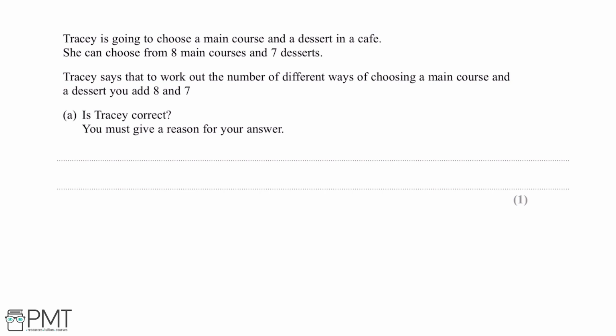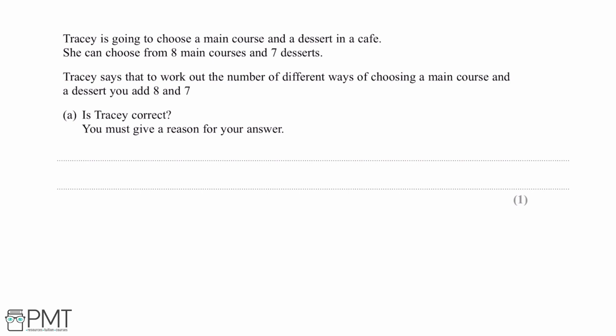Tracy is going to choose a main course and a dessert in a cafe. She can choose from 8 main courses and 7 desserts. Tracy says that to work out the number of different ways of choosing a main course and a dessert, you add 8 and 7. Is Tracy correct? You must give a reason for your answer.